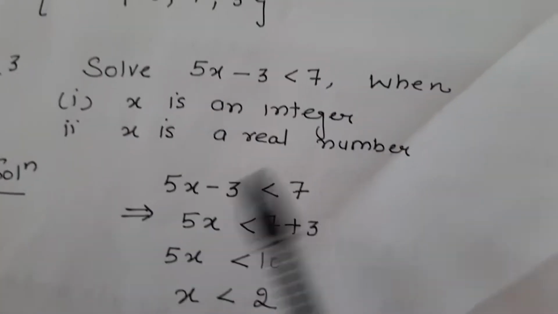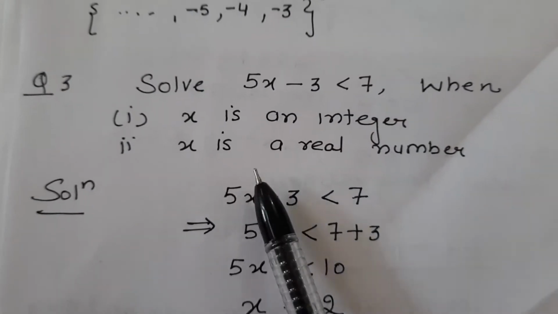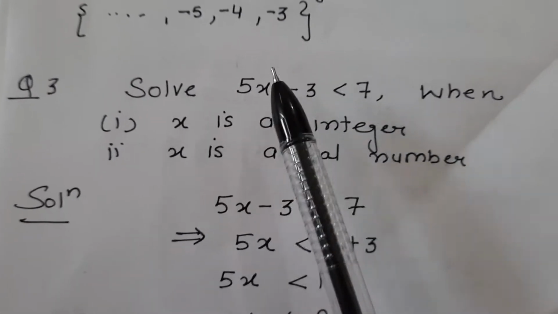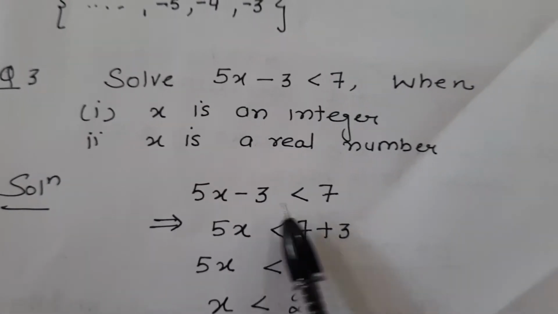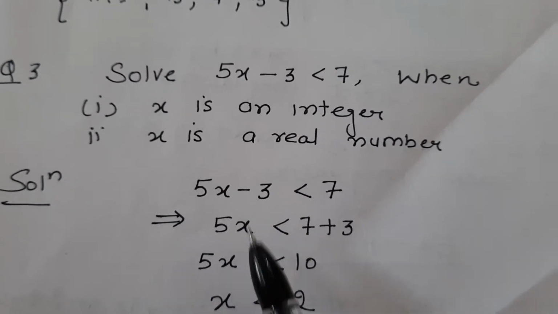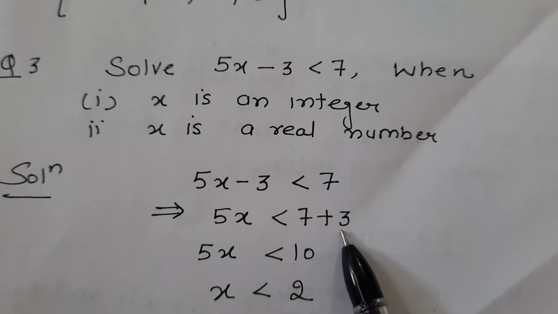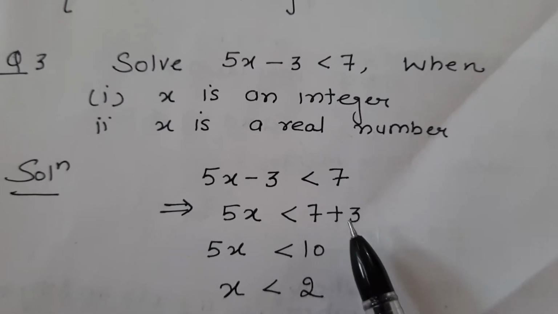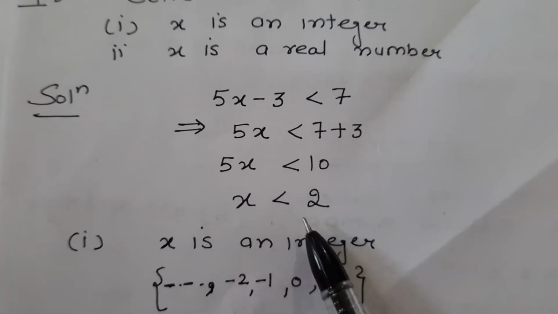Third question, solve this when x is an integer and when x is a real number. We are given 5x minus 3 less than 7, right? You can either write adding 3 on both sides, or simply we are solving like this: 5x less than, minus 3 will go here and it will become positive. This is 7 plus 3. So 5x is less than 10. That means x is less than 2.